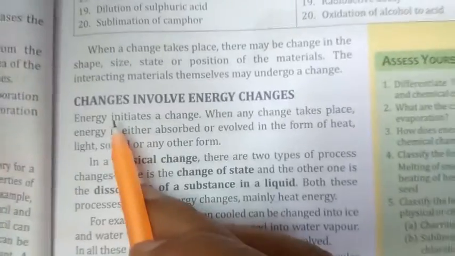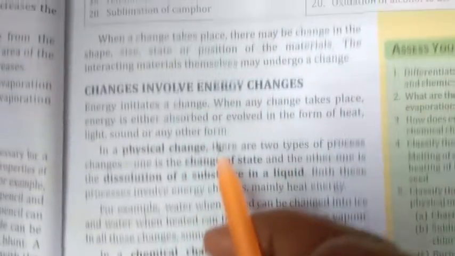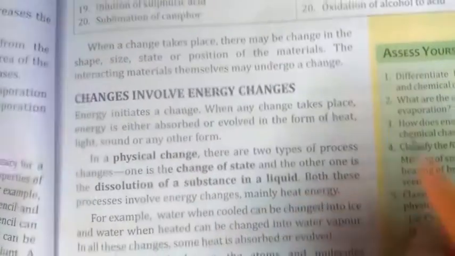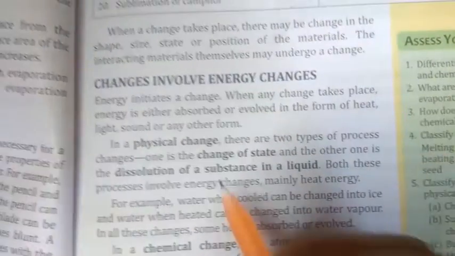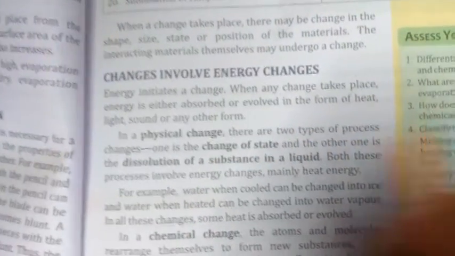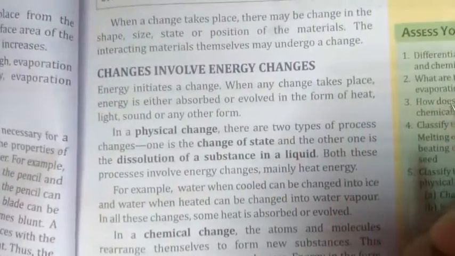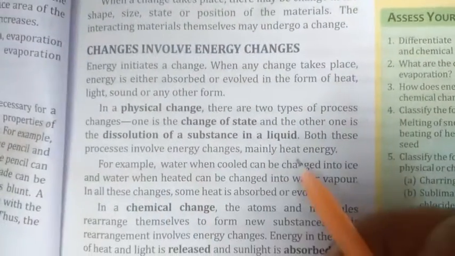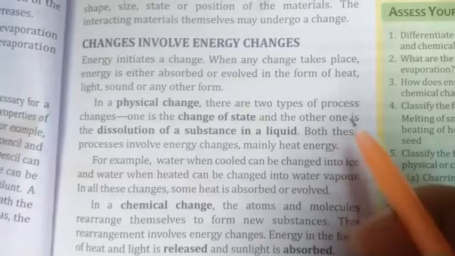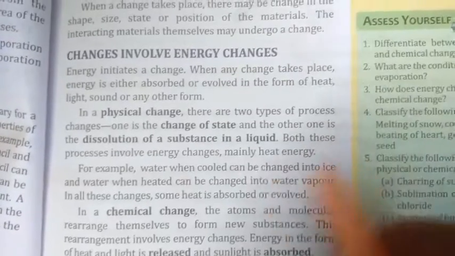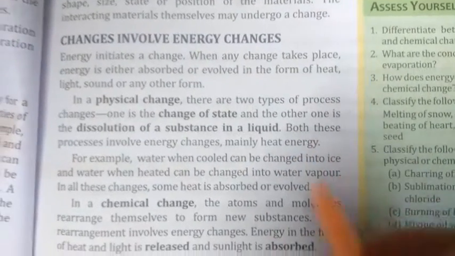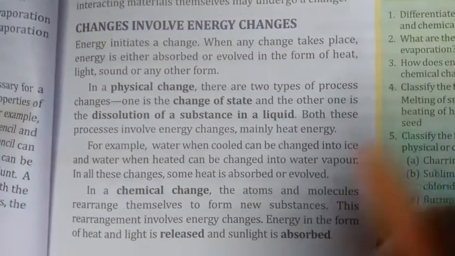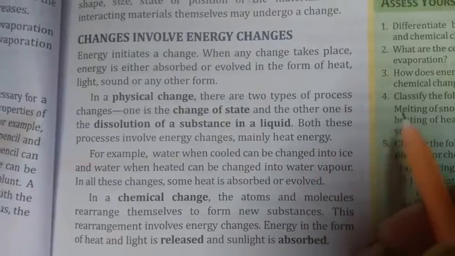And next is changes involve energy changes. Energy initiates a change. When any change takes place, energy is either absorbed or evolved in the form of heat, light, sound, or any other form. So in physical change, there are two types of processes. One is the change of a state and the other one is dissolution of a substance in a liquid. Both these processes involve energy changes, mainly heat energy. For example, water when cooled can be changed into ice, and when heated can be changed into water vapor. So in all these changes, some heat is absorbed or evolved.